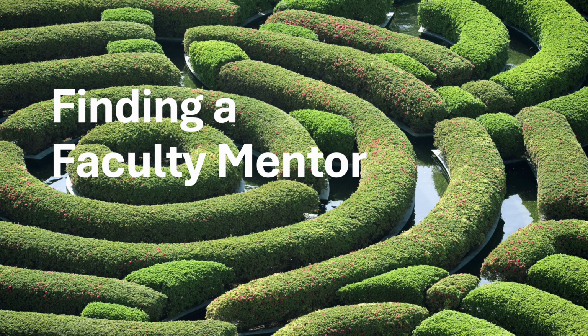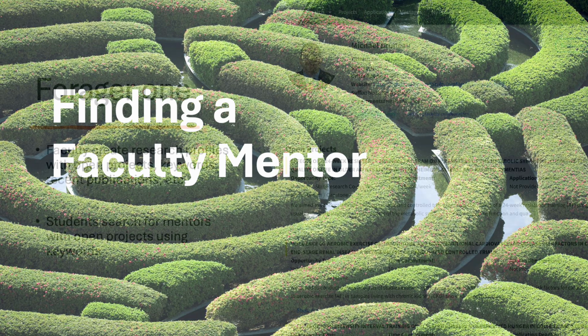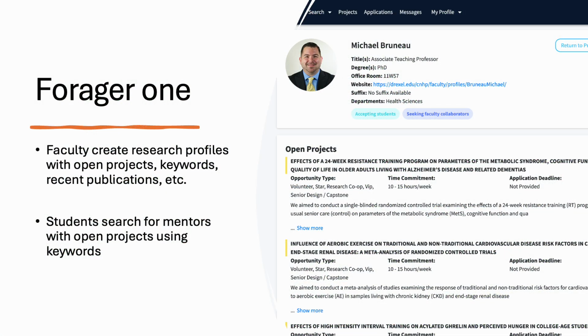Okay, let's now talk a little bit about how to find a faculty mentor. To find a faculty mentor, I highly recommend everybody check out Forager One. Think of it like a Match.com website where students who are interested in research areas and research personnel can be matched with people who are conducting that research and are looking for students like yourself to participate in their labs.